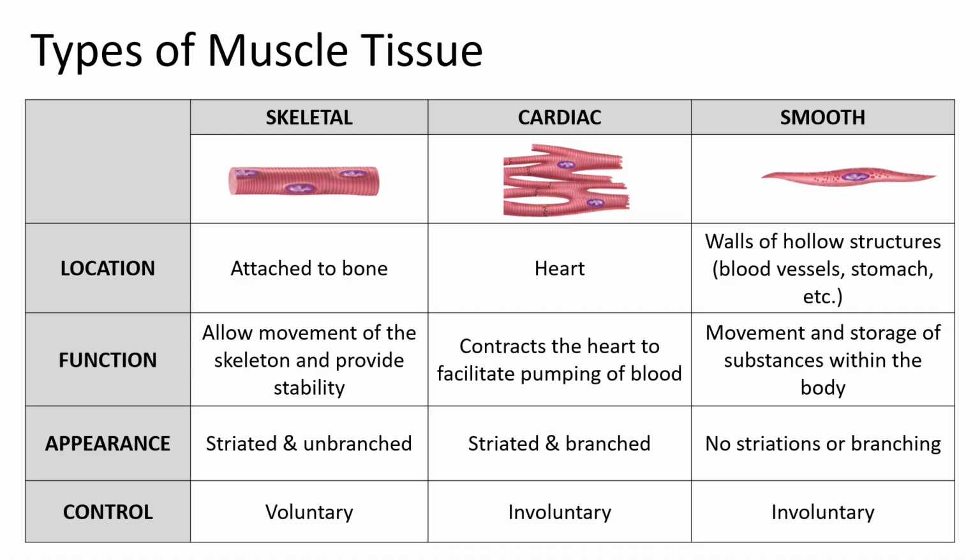To recap all of this in a text format for you, firstly we have our skeletal muscle. This is attached to bones and permits movement and provides the skeleton with stability. Skeletal muscle fibers are striated and unbranched and are also under voluntary control.